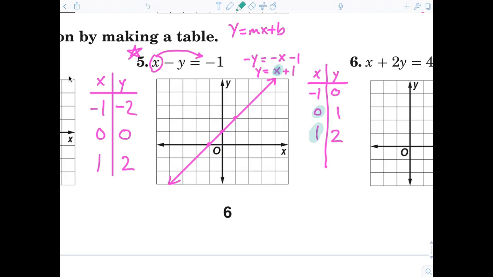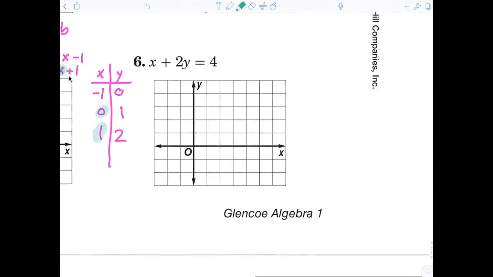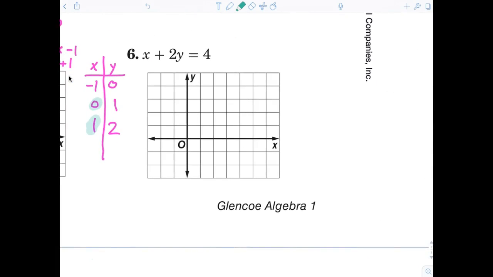Now, again, this is arguably the most important unit all year long because there's a lot of graphing, and you need to know how to do all types of graphing. This is just the basics. Now, number 6. Put a star by number 6 because we have some problems.